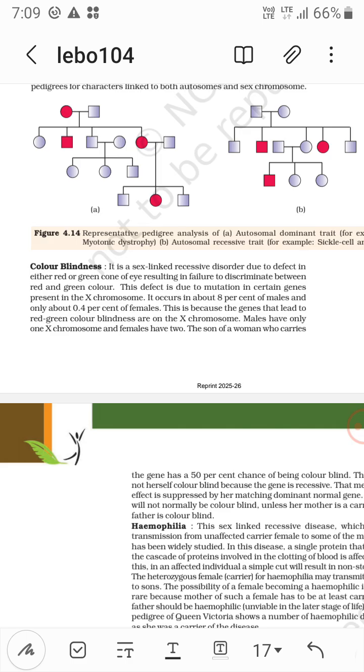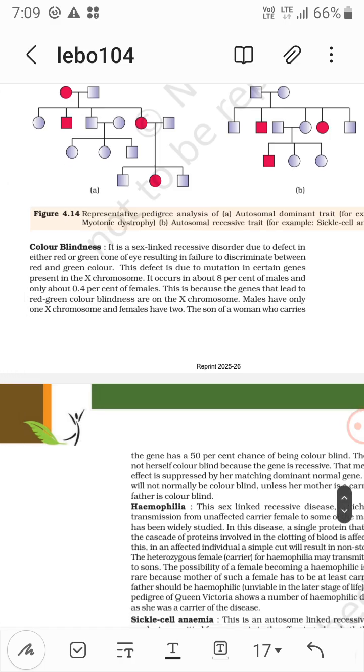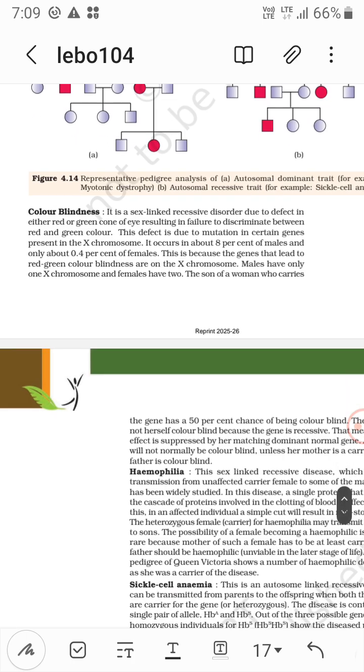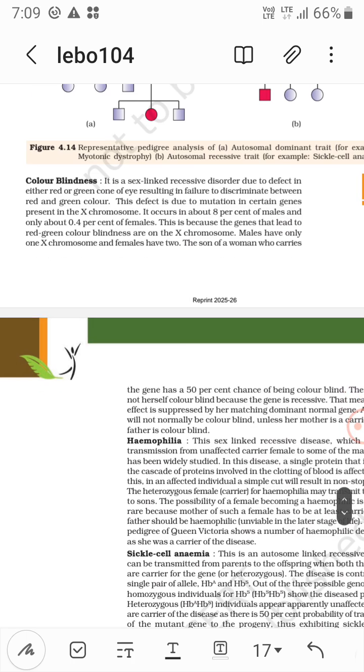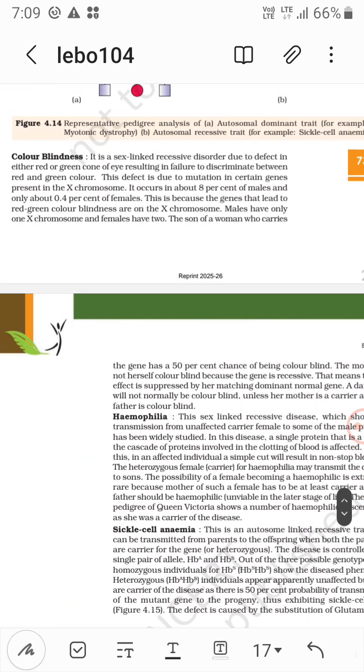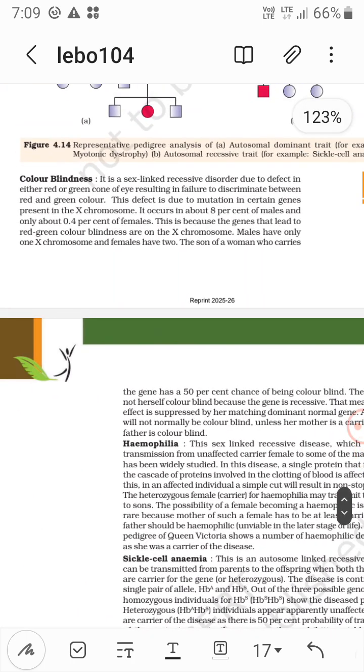Now why is it more common in males? This is because the genes that lead to red-green color blindness are on the X chromosome. Males have only one X chromosome, so they have a higher probability, but a female needs to have two X chromosomes affected, so it is a low probability. This is why it is 0.4%.